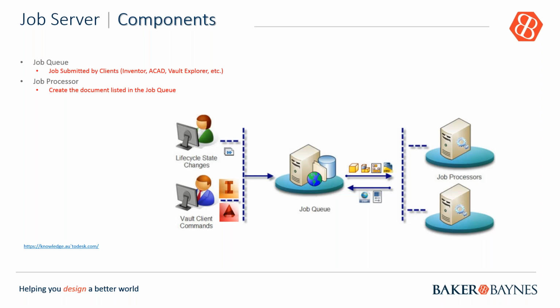You find that a user that's changing a life cycle or a Vault client that commands something, it could be a property update. What happens is that job is sent to the job processor and it's in a job queue, right? The job processor then would process that job and you would see it populate into your Vault once it's complete.